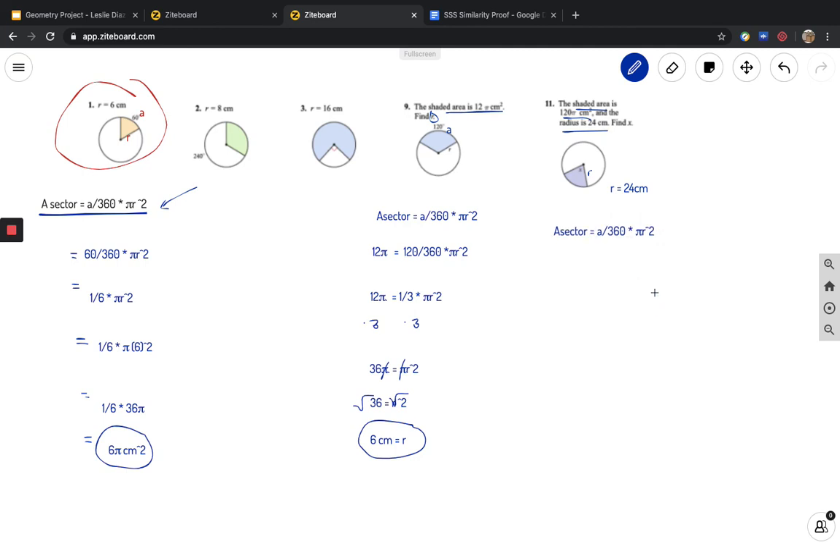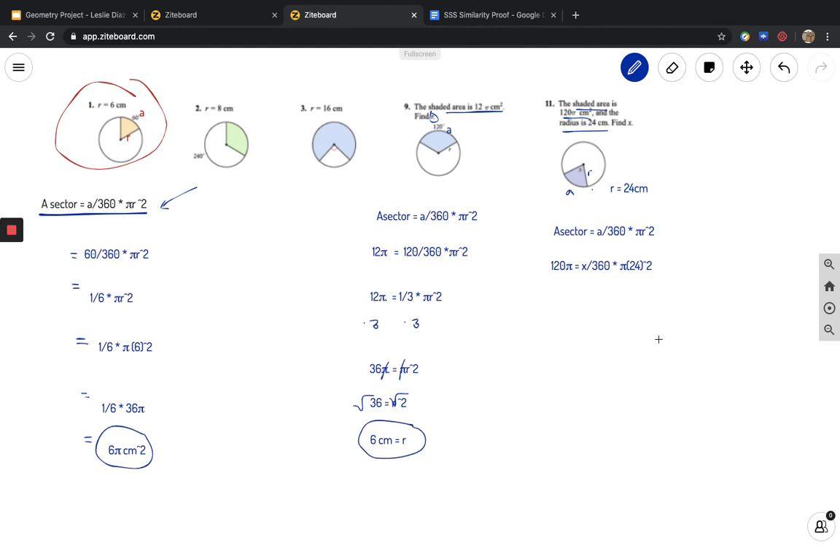We have the area and we have the radius. Now x over here is our variable that is substituting for A, which is the arc measure. We don't know what that is. So what we are going to do is fill in our equation with what we know and solve for x, or solve for the arc. So what we are going to write is 120 pi is equal to x over 360 times pi times 24 squared.